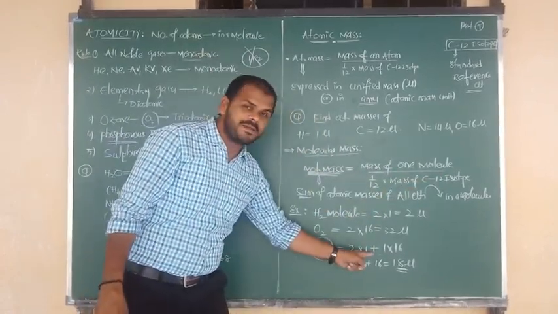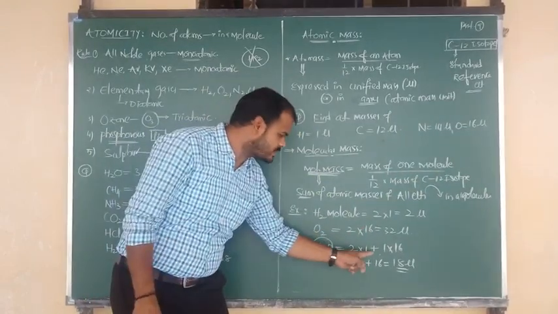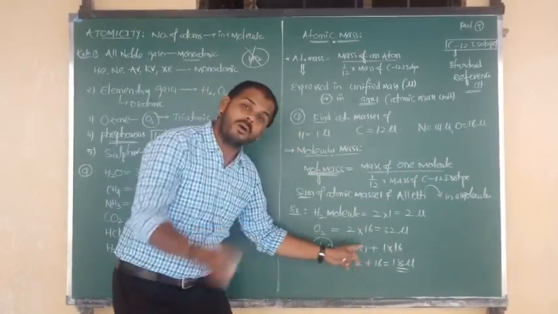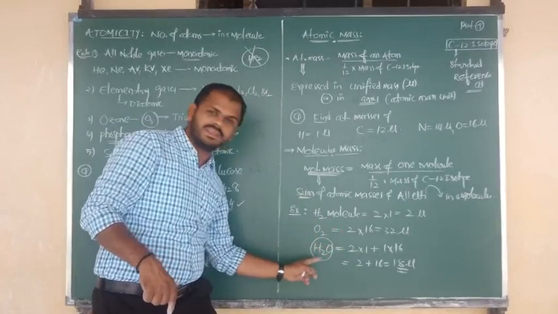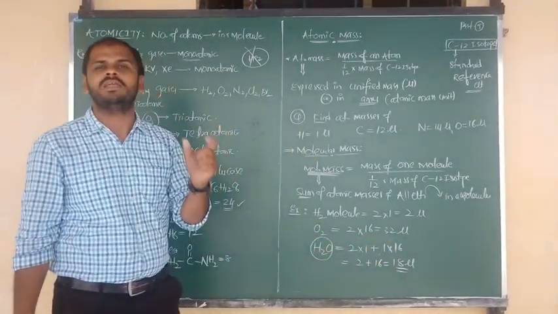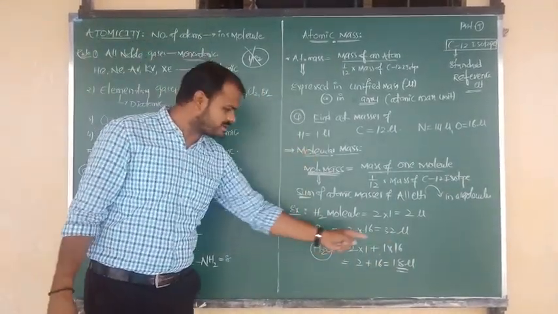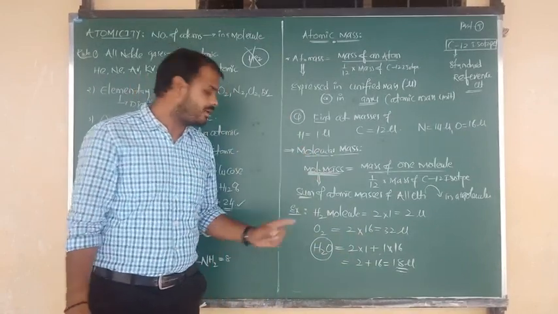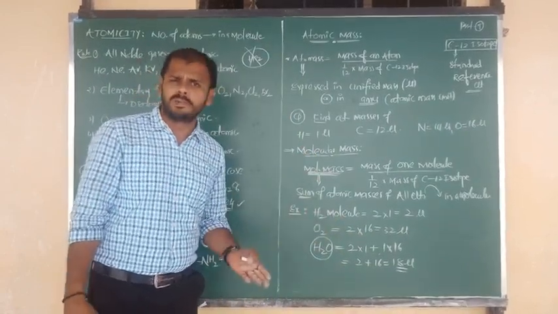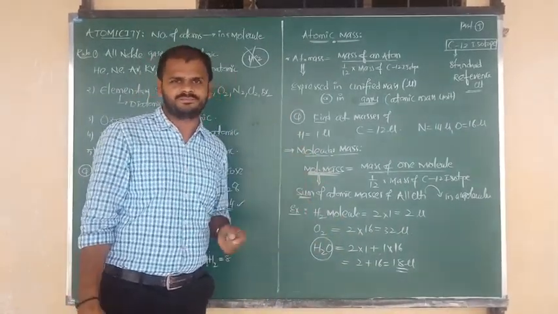So we are doing a sum, adding them here. The sum of atomic masses of all the elements which are present in a molecule is equal to the molecular mass. So what is the molecular mass of the water molecule? 18 grams or 18 unified mass. Simply you can say 18 units.